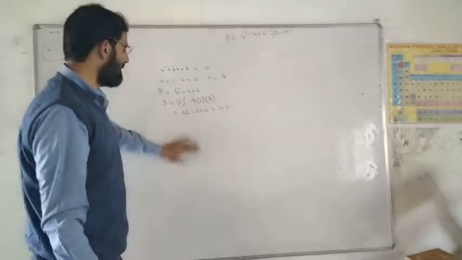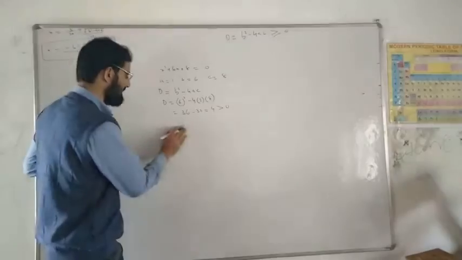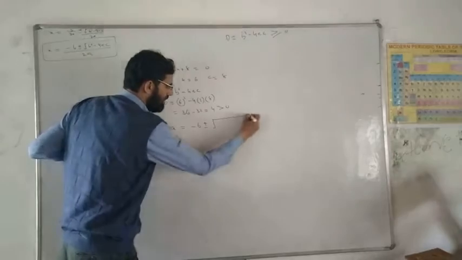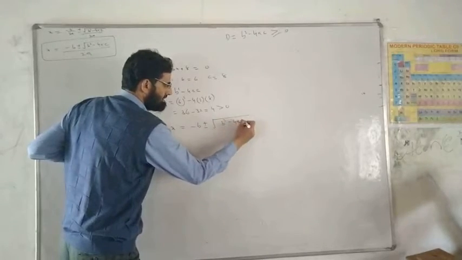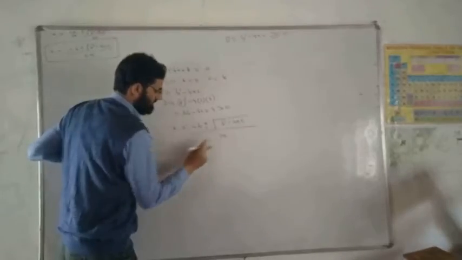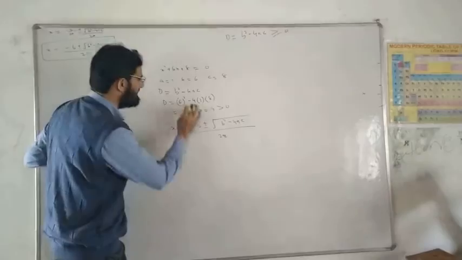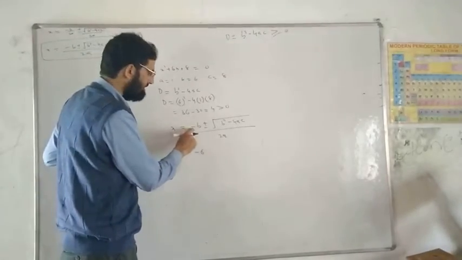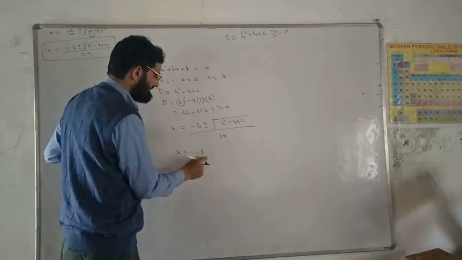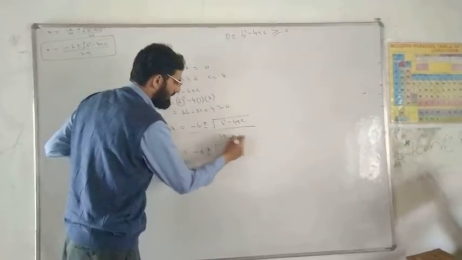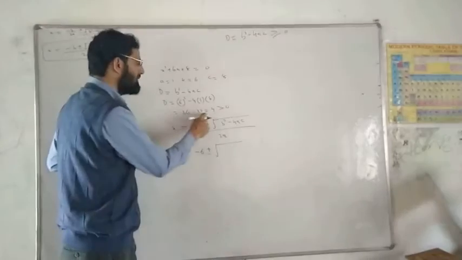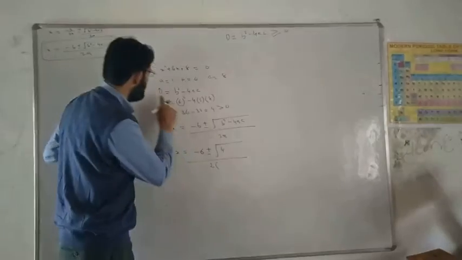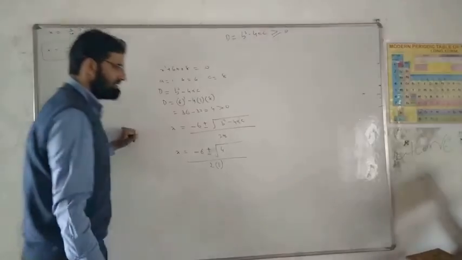When roots are possible, now you can apply this quadratic formula. What is the quadratic formula? Here we go. x is equal to minus b plus minus under root of b square minus 4ac divided by 2a. So x is equal to minus b. What is b here? It is 6, so minus 6 plus minus under root of b square minus 4ac, we have already calculated that is equal to 4, divided by 2a. 2 into a, what is a here? It is 1. So this is very simple.